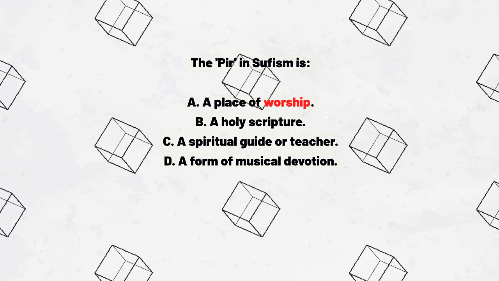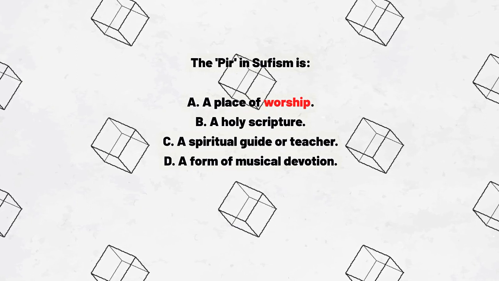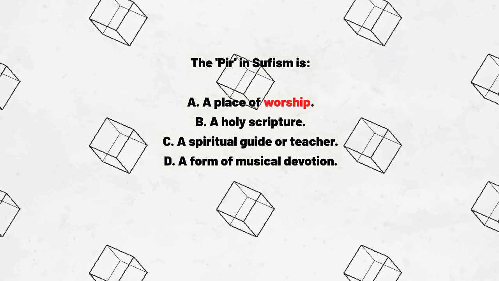The Pir, in Sufism, is: A. A place of worship, B. A holy scripture, C. A spiritual guide or teacher, D. A form of musical devotion. Answer: C. A spiritual guide or teacher.